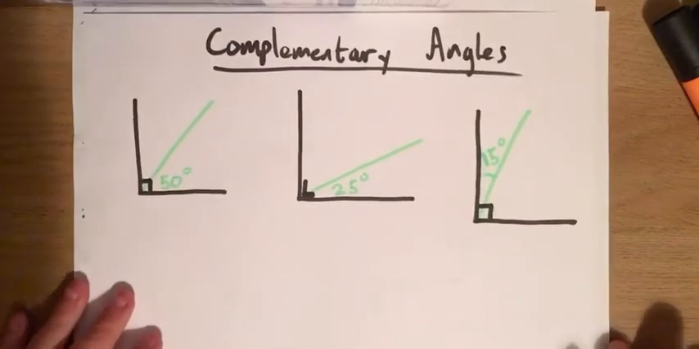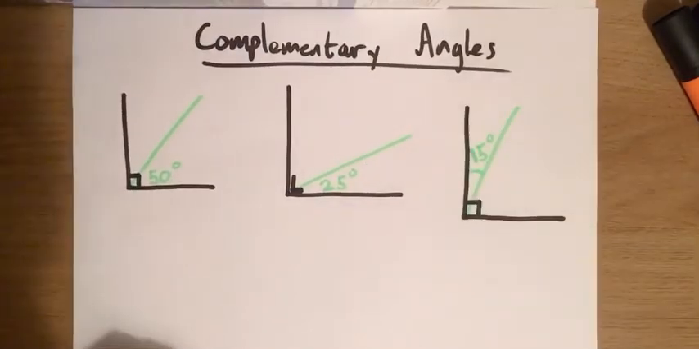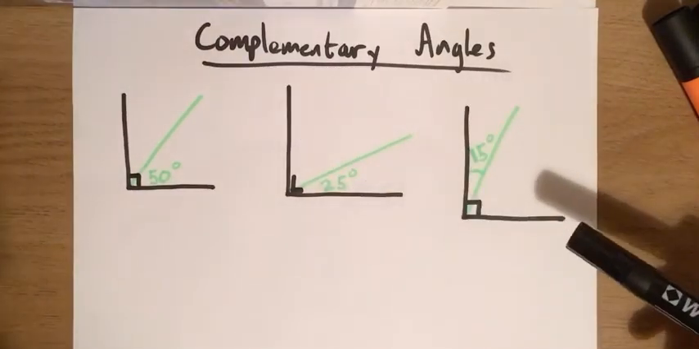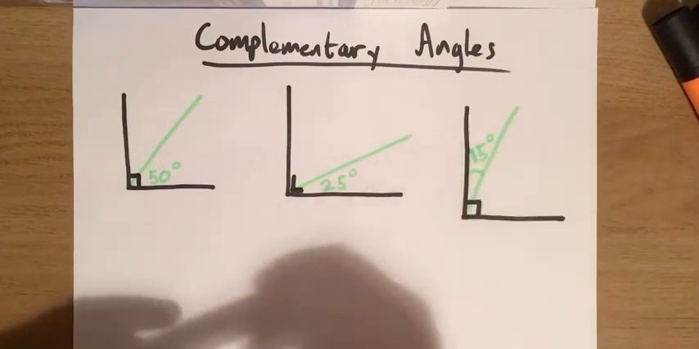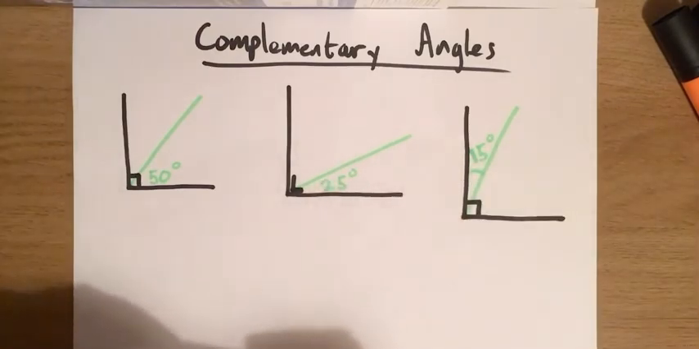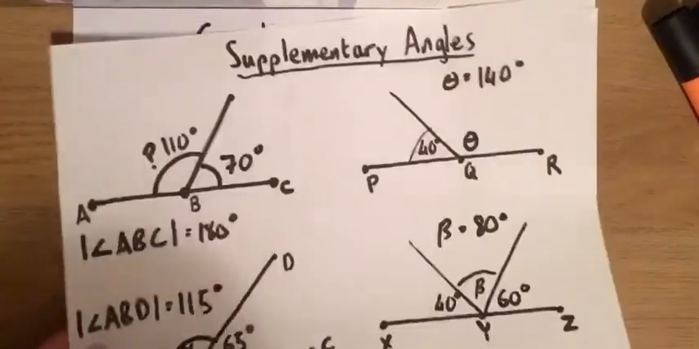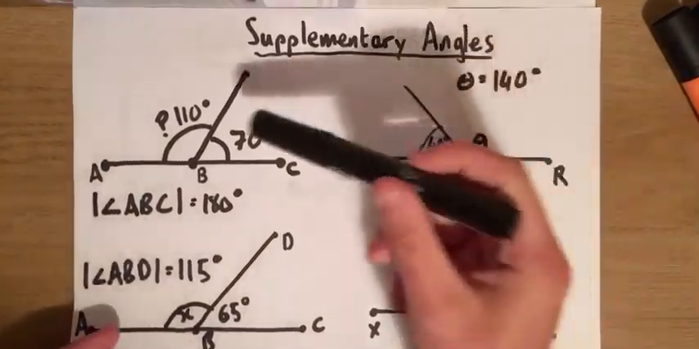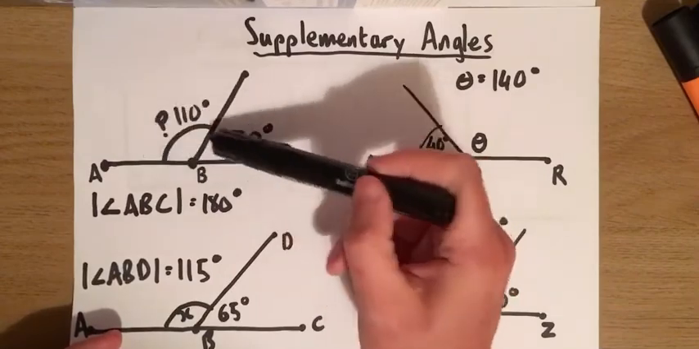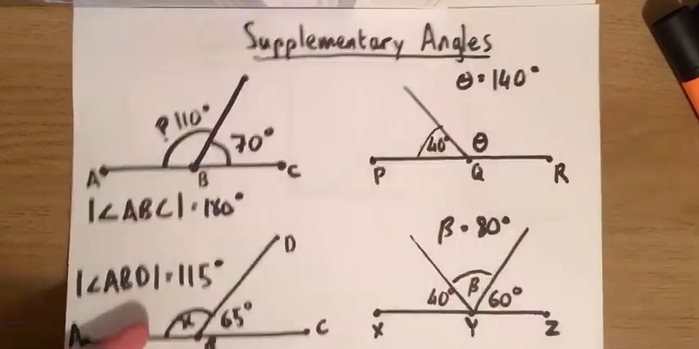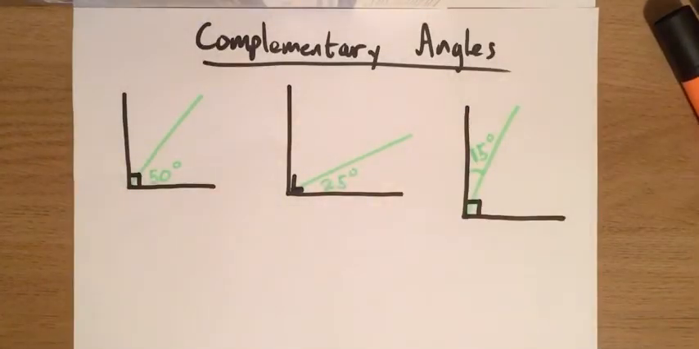Last one I'm just going to touch on really quickly. This is less important than the other two. It's just complementary angles. I'm really just doing this because it's going to come up in the Khan Academy questions that I'm going to give you. So complementary angles is really like supplementary angles. Supplementary angles are two angles that add to 180, or three angles that add to 180. Complementary angles are just two angles that add to 90. So they make up a right angle.